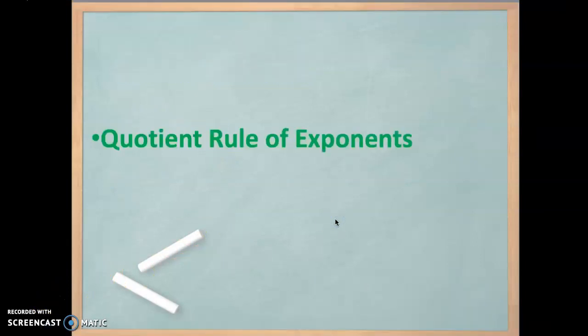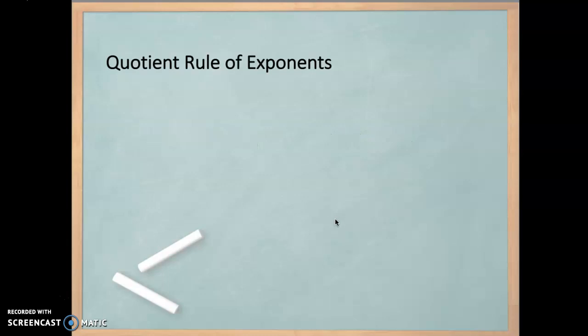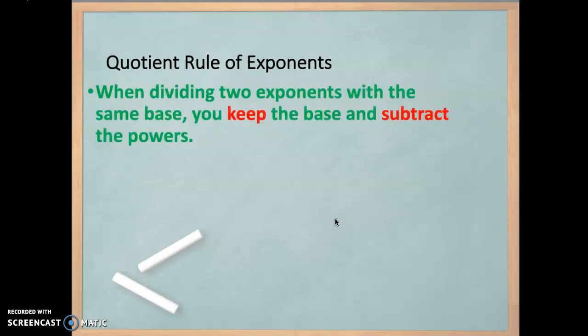Quotient rule of exponents. Please make sure you write that down. Quotient is just like dividing. When you divide two exponents with the same base, you keep the base and you subtract the exponents. So remember, when we were multiplying, we added the exponents, but when we are dividing, we're going to subtract the exponents. It's almost like an inverse operation. Go ahead and write the rule and the example down and pause the video until you're done.